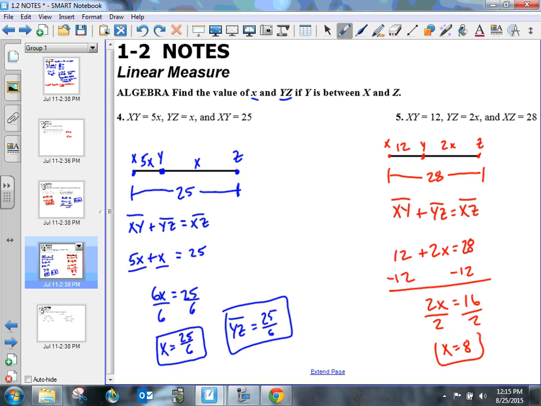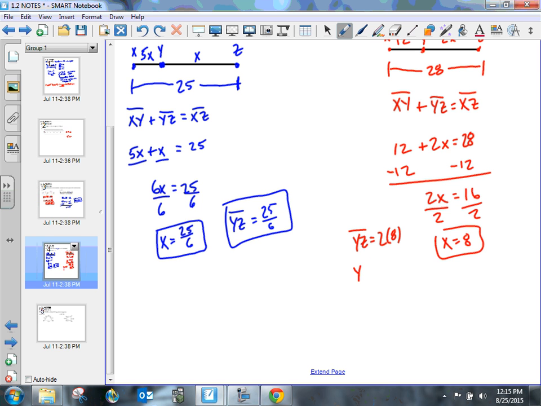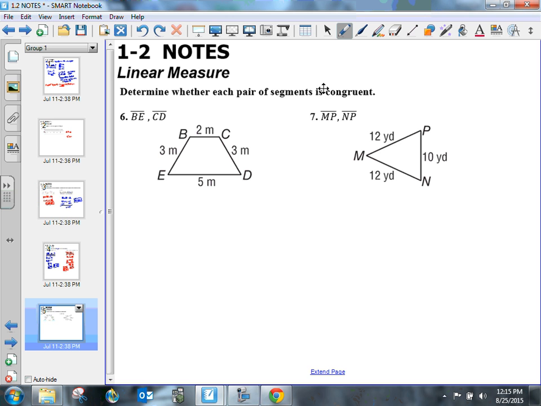So I found x, but the question wants me to find YZ also. Well, YZ in this scenario was equal to 2 times x. I don't want to write x, so I'm going to write 8 instead of x. I plug that in, and I end up getting the value that YZ is equal to 16. So these are very, very standard geometry problems, guys. They're pretty easy to get through. Let's take a quick look at number 6 and 7.